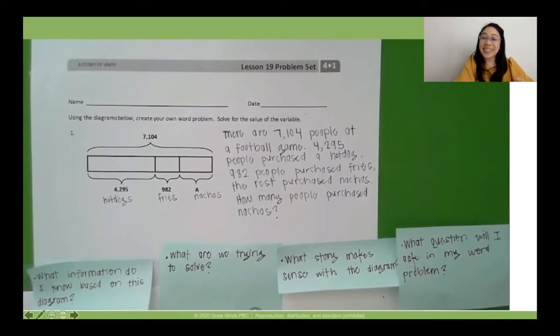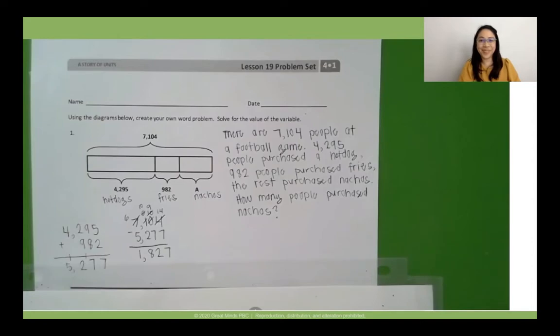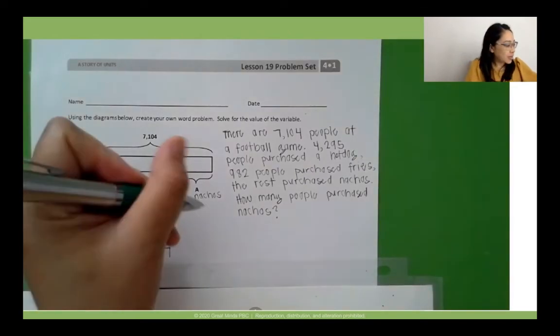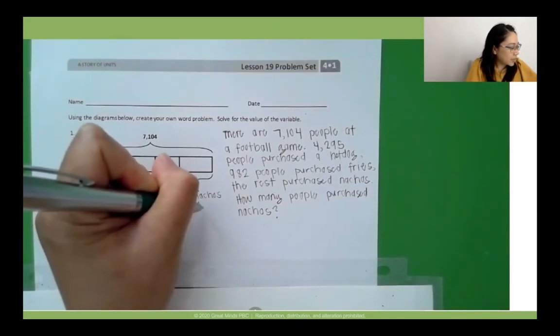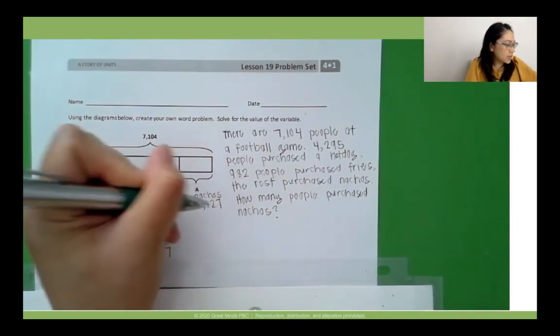Now, we get to actually solve this word problem. I'd like you to pause the video here to solve for A. We'll compare when you get back. Take a moment to compare your work with mine. What is the value of A? A equals 1,827.